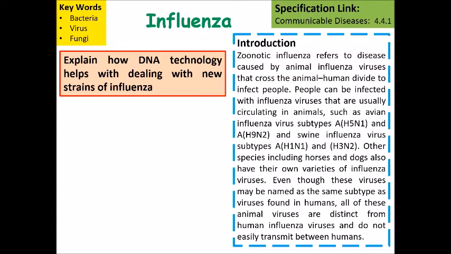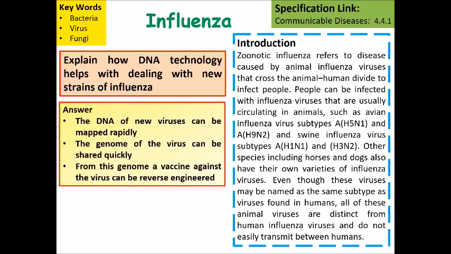Explain how DNA technology helps dealing with new strains of influenza. So the DNA of new viruses can be mapped rapidly. The genome of the virus can be shared quickly, and from this genome, a vaccine can be reverse engineered, which can then be spread and tested on humans.